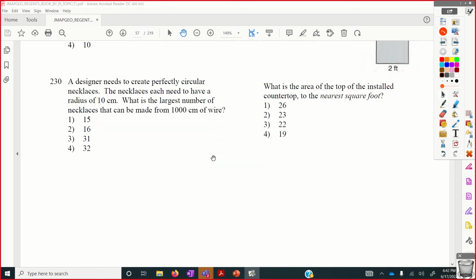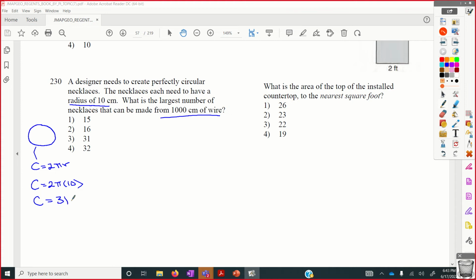A designer needs to make perfectly circular necklaces. Necklaces each have to have a radius of 10. What's the largest number of necklaces that can be made from 1,000 centimeters of wire? So just remember, when you make a necklace, you're just making the outside portion of a circle, and that is the circumference. So we just need to figure out the circumference of one circle divided into 1,000, and that gives us the number of necklaces. So C equals 2 pi times 10 again.